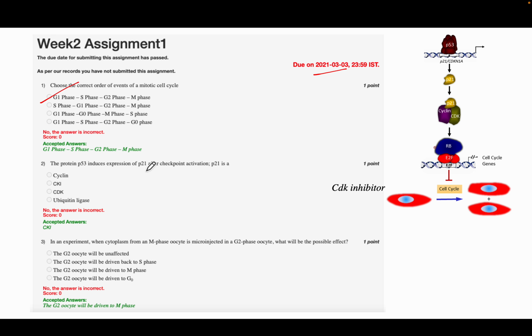The protein P53 induces expression of P21 after checkpoint activation. What is P21? P21, if you know, is a CDK inhibitory kinase. In this schematic you can see this is the P53 protein. It comes and binds, acting as a regulator of P21 gene transcription. Then P21 protein gets translated, and P21 will bind with the cyclin CDK complex and will eventually prevent the cell cycle, the division. So the protein P53 induces expression of P21 after checkpoint activation.